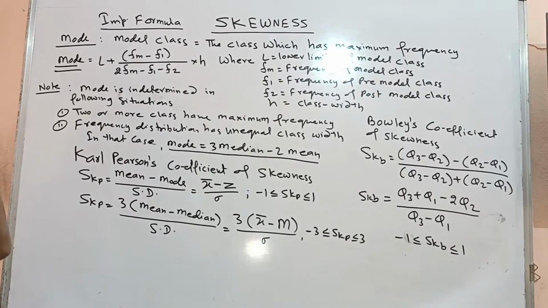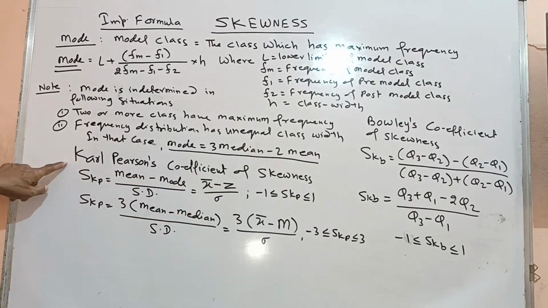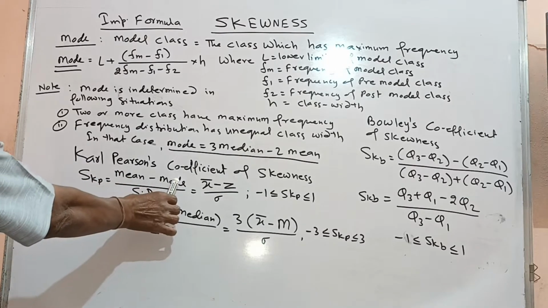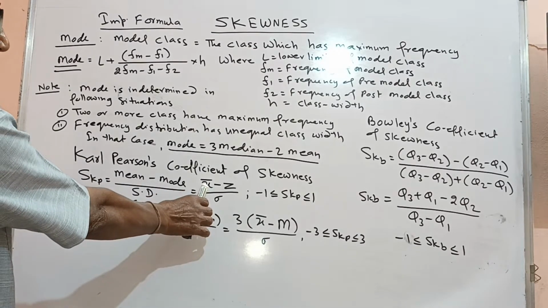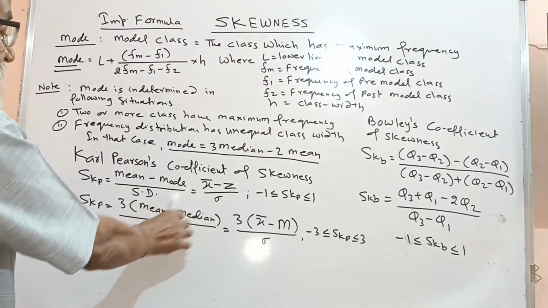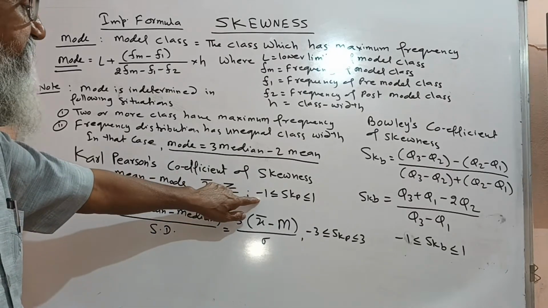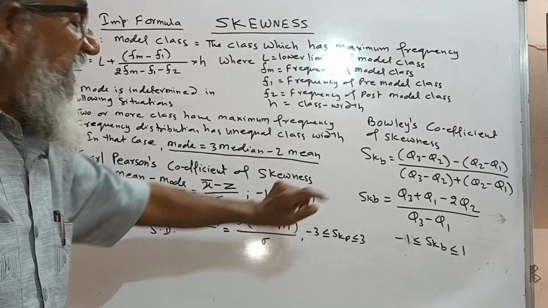Now, there are two methods to find the coefficient of skewness. One is by Karl Pearson and it is denoted as SKP. So SKP, that is Karl Pearson's coefficient of skewness, is mean minus mode upon standard deviation. Mean is represented by x bar, mode by z, SD is sigma. So SKP lies between minus 1 and 1, that is, minus 1 is less than or equal to SKP is less than or equal to 1.